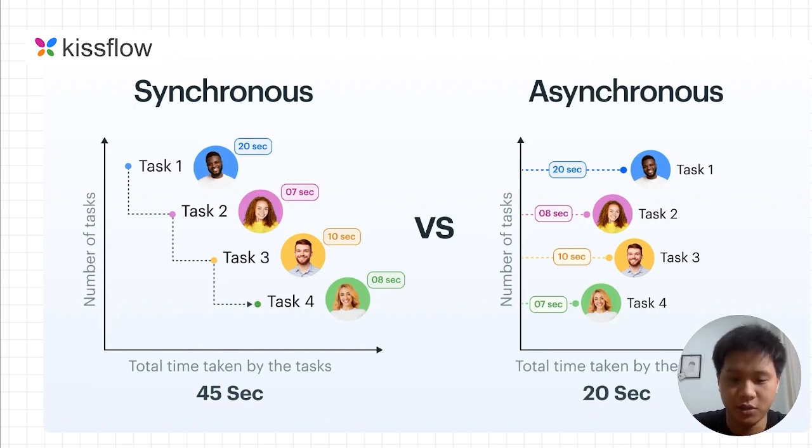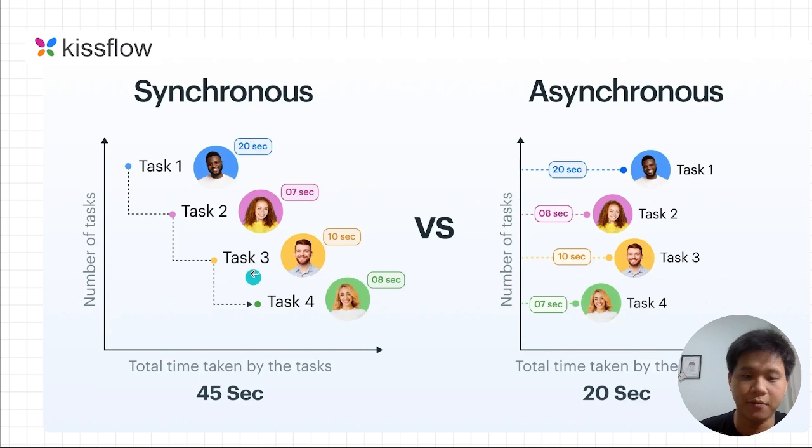In here, I have an analogy. Imagine you're at a bank and you have 20 people who need to be served. And there are 4 bank tellers. So using the synchronous approach, we can see on the left side. For example, one person is served first, and it takes 20 seconds, and the next one takes 7 seconds. Next, continue with the third person, and finally the fourth person. Then the total time taken by the task is 45 seconds.